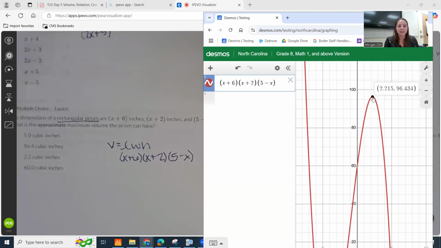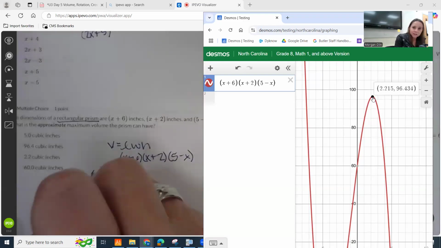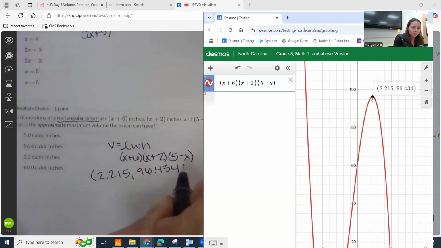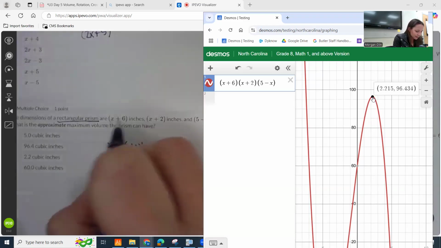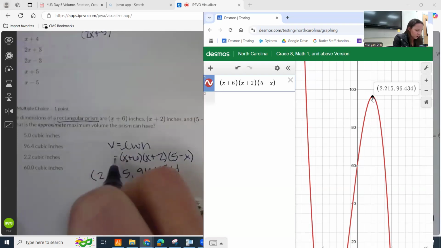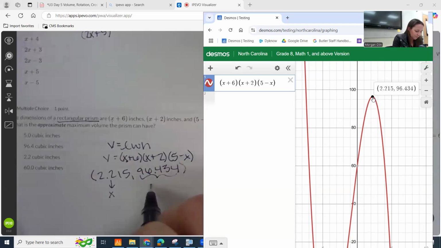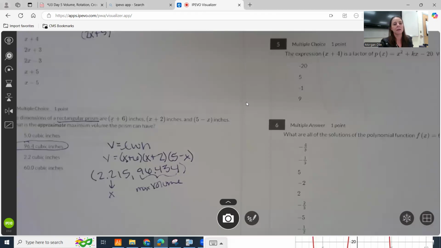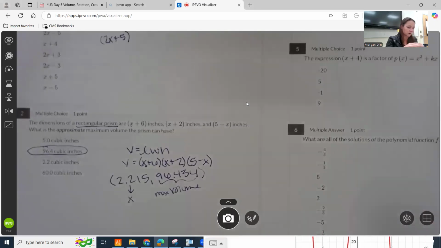Now, what is the approximate max volume? They give us a point that looks like this, 2.215 and then 96.434. Notice this: x is this, so that is our x value. Now here in the y spot would be the volume. So our max volume is this value right here, 96.434. Make sure that when you're using Desmos, please make sure you're using the North Carolina one. Don't just go to desmos.com because it may not be giving you the correct one. And there's a little bit different features in this one versus the other one.